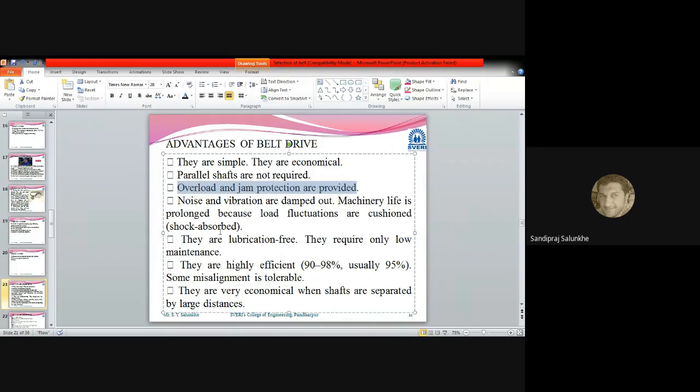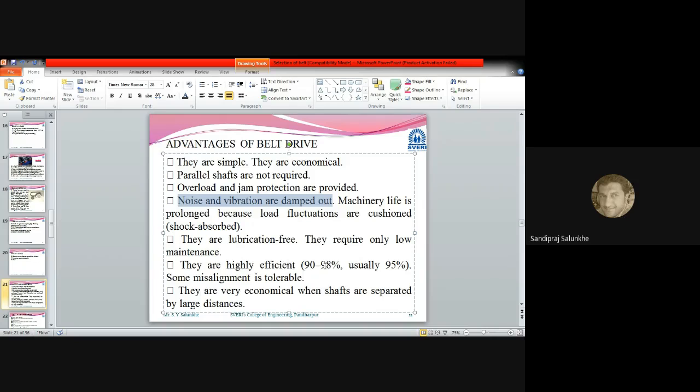Okay. The next, noise and vibrations are damped out. That is the most important advantage of this belt drive, because as I explained earlier, it will act as a damper. Yesterday only we completed BE project orals, in which one project was based on reducing the vibration of an injection molding machine. In that case, instead of having gear drive, we replaced it by belt drive, and we found that the vibration amplitude level gets reduced, and it happens because the belt drive is a vibration absorbing device.